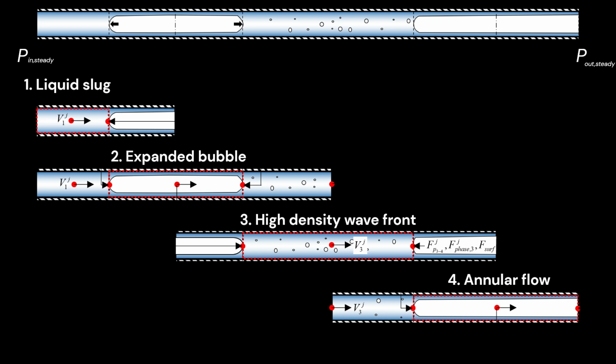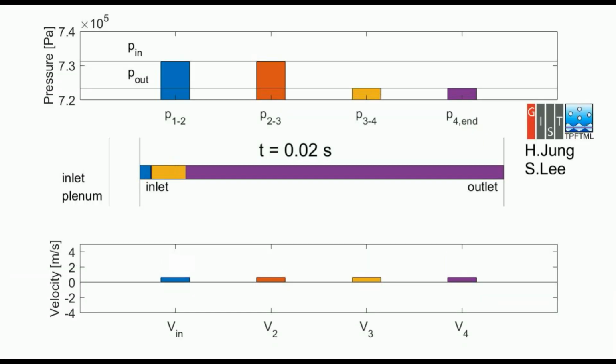The transient state analysis was performed by simplifying the channel into a one-dimensional model. Analytical simulations demonstrate that injecting a blue-colored liquid refrigerant at the inlet propels the downstream regions towards the outlet due to a net pressure gradient. Orange-colored bubbles expand by the supply of thermal energy, pushing the yellow-colored high-density wave front downstream.